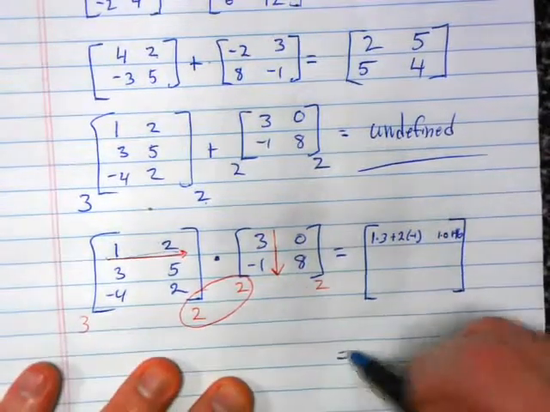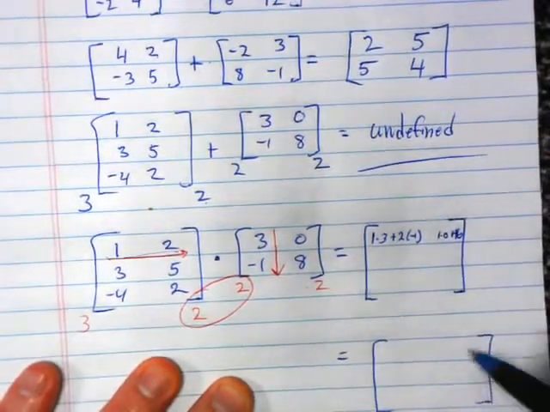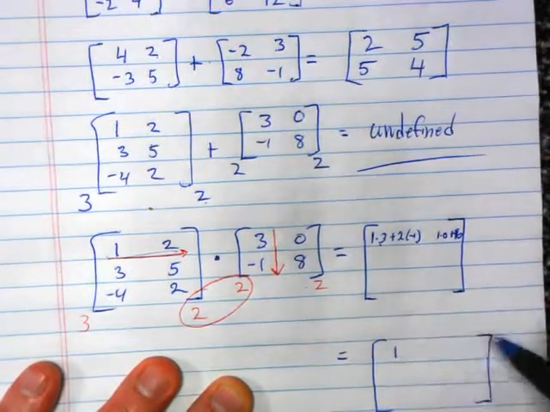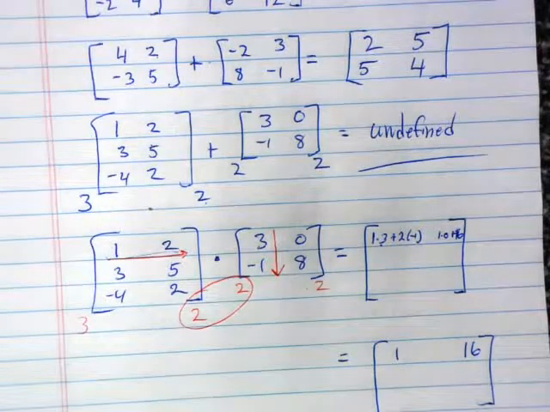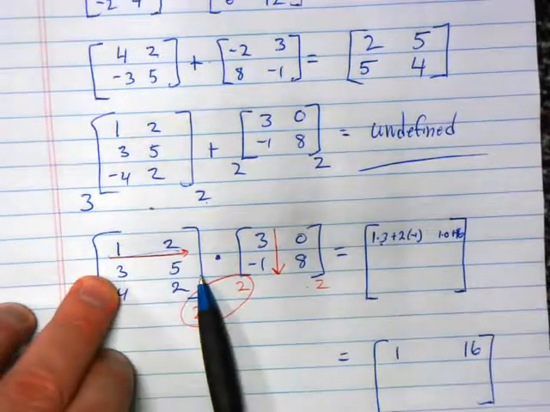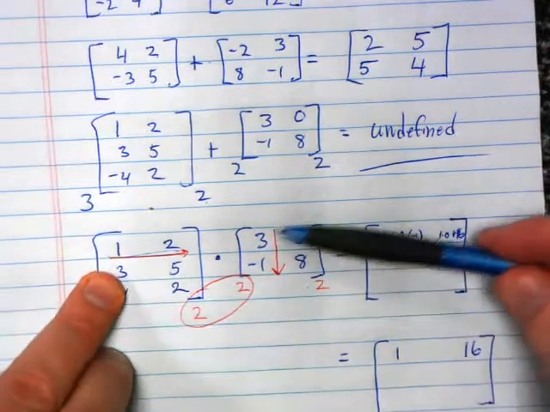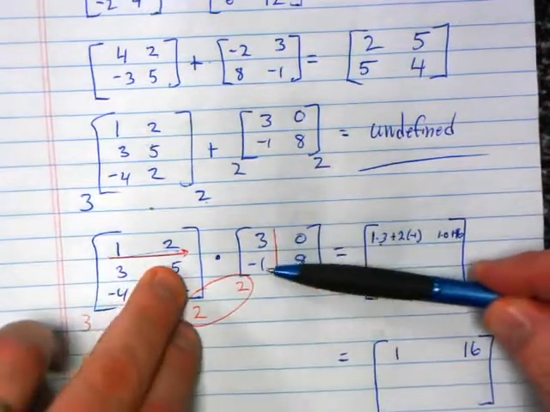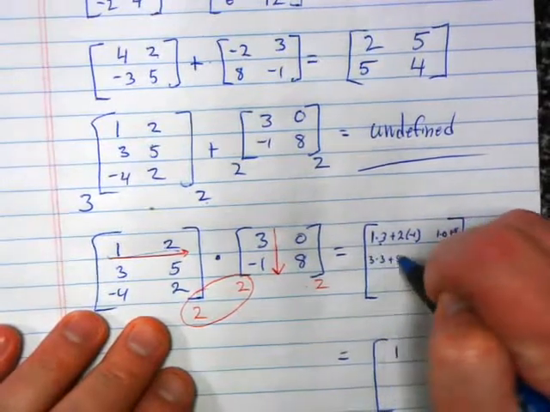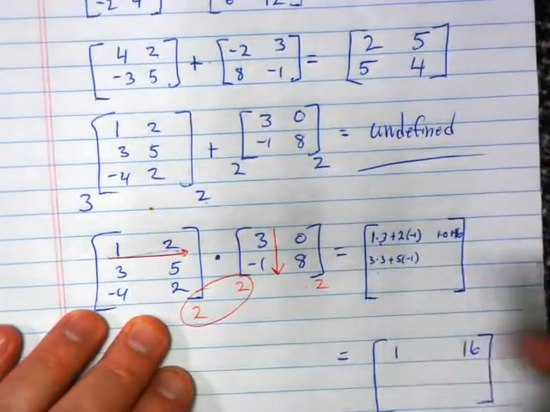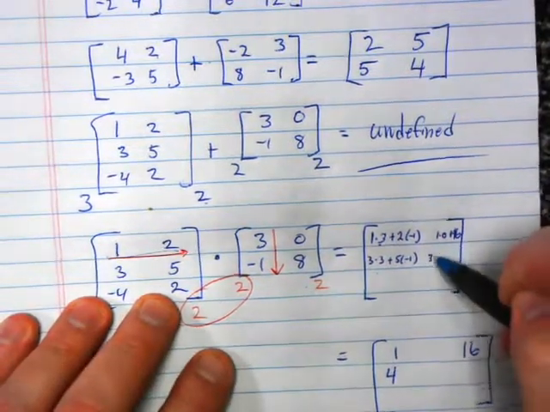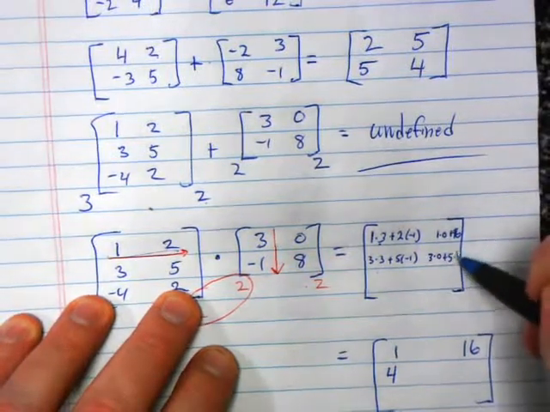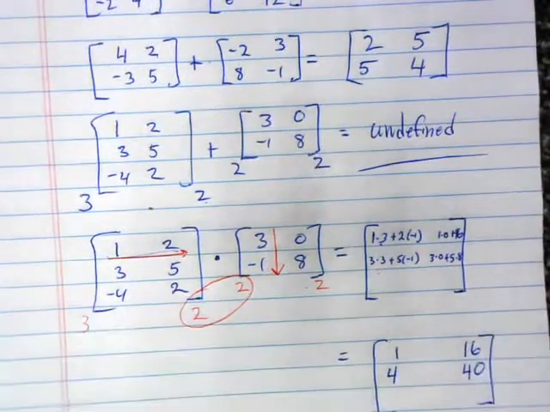All right, so your final answer is looking like this. You have 3 plus -2, that's a 1. And there you have a 16. Now what? Repeat the process, except now go down to the next row. So the next one you're going to have 3 times 3, 5 times -1. That's 9 plus -5, that's 4. And you keep going. 3 times 0 plus 5 times 8. 40.